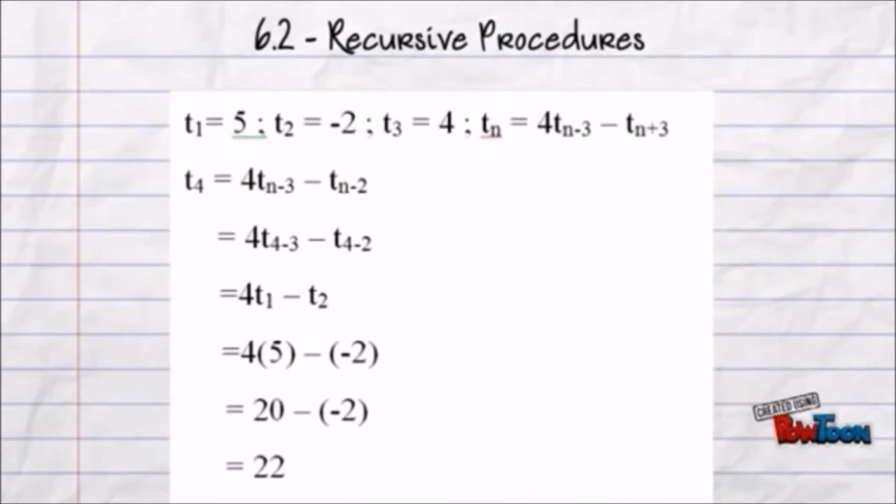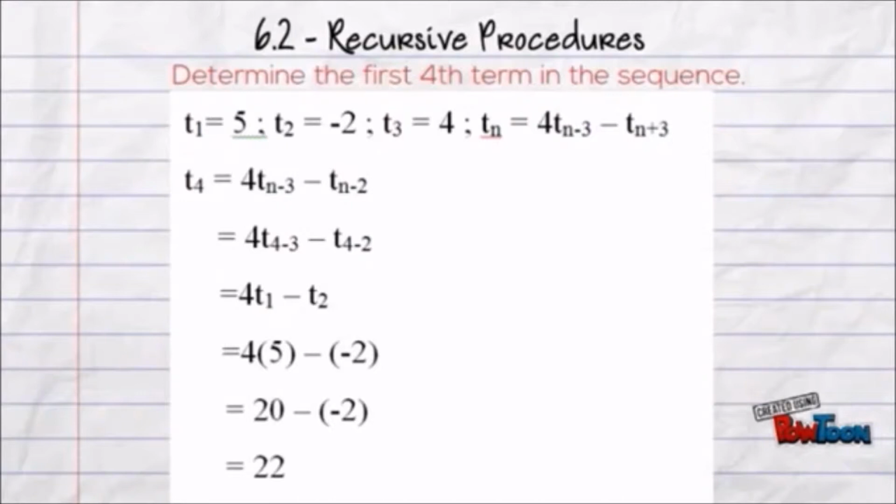Now this example is a little trickier. The question asks us to find the fourth term in the sequence. Since we have both t at 1 and t at 2, like we did before, we can sub them into the equation to solve. T at 4 now becomes 22.